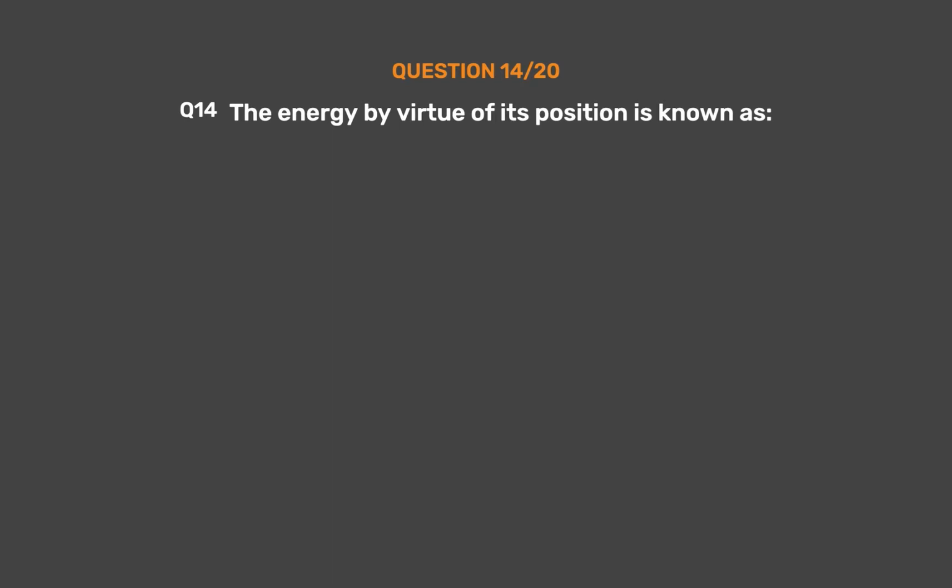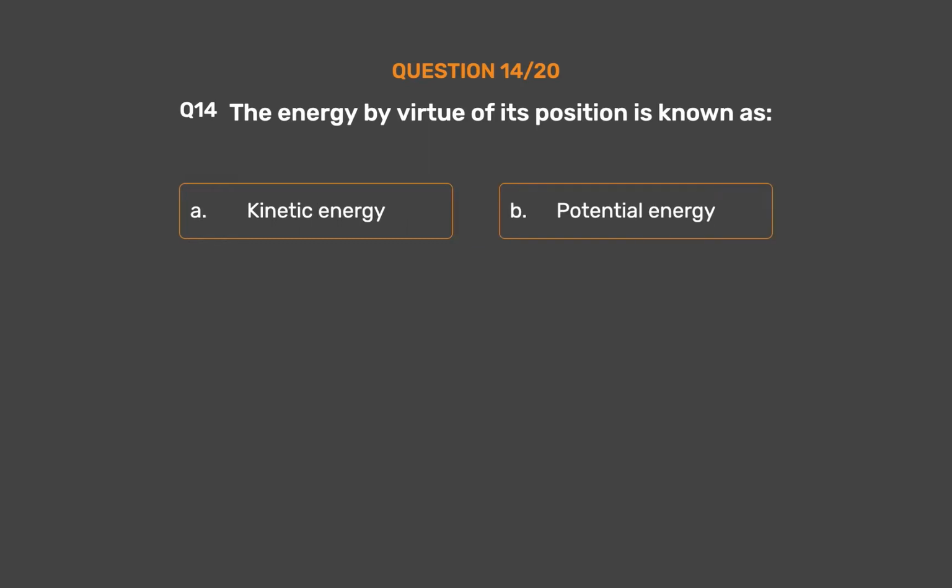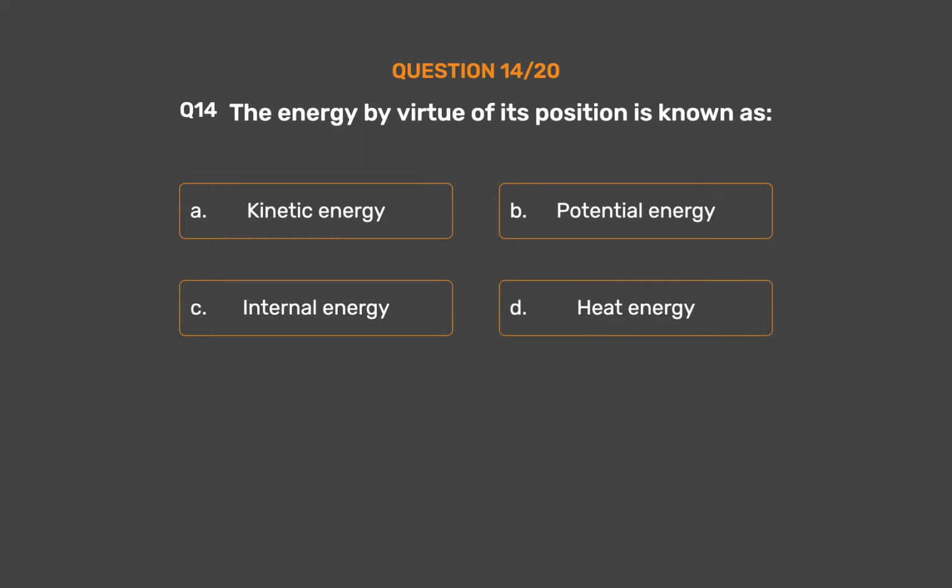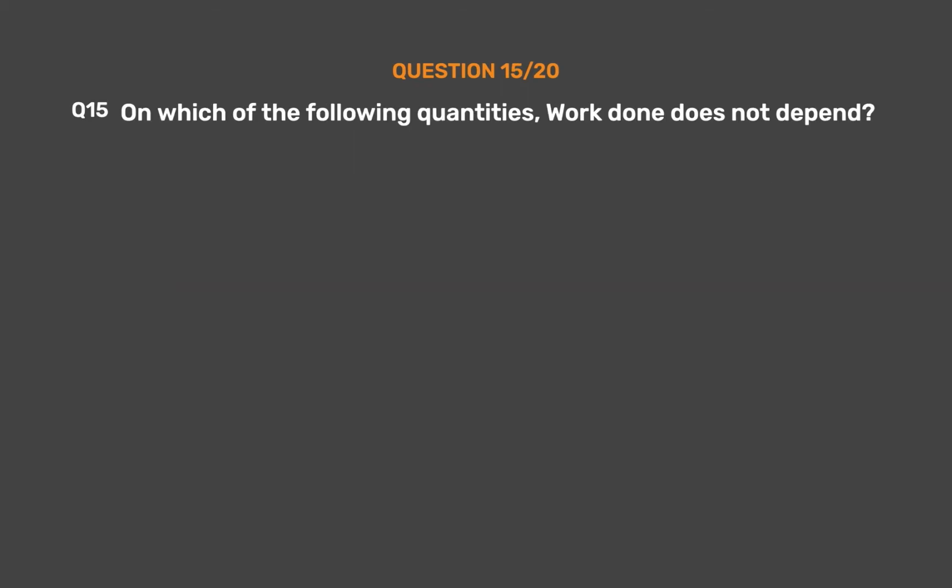Question number 14. The energy by virtue of its position is known as Option A. Kinetic energy. Option B. Potential energy. Option C. Internal energy. Option D. Heat energy. The correct answer is Option B. Potential energy.